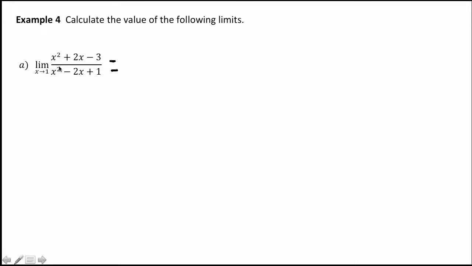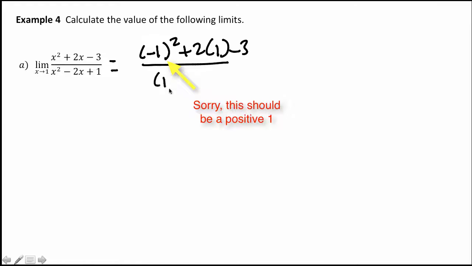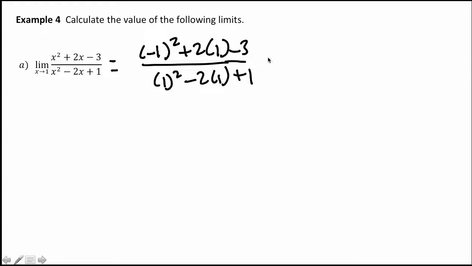Alright, so we're going to go ahead and plug 1 into the function here. So we have negative 1 squared is 1, 1 plus 2, and then minus 3. So 1 plus 2 is 3, 3 minus 3 is 0. And we have 1, 1 minus 2 is negative 1, negative 1 plus 1 is 0. Lo and behold, we have an indeterminate form, and we had to figure out how to deal with it.